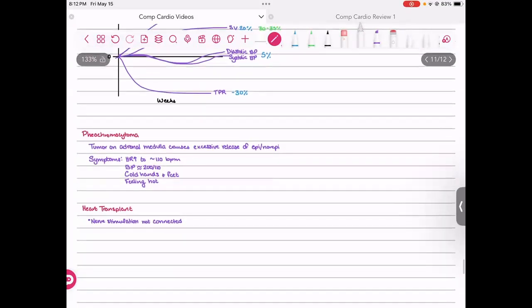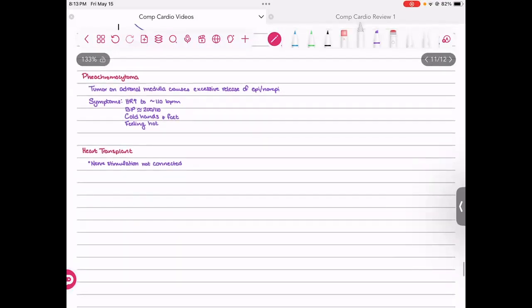In cases of pheochromocytoma, this is a tumor on the adrenal medulla that causes an excessive release of epinephrine and norepinephrine. Some symptoms include a really high heart rate, up to 110 BPM. Blood pressure also shoots through the roof, 200 over 110, cold hands and feet, so poor circulation to the extremities, and then feeling hot. And then in cases of heart transplant, it's also just good information to have that the nerve stimulation is not connected when they transplant the heart. They focus more on the vasculature. So the beta receptors might not behave in similar ways because they're not being stimulated directly by the sympathetic nervous system.